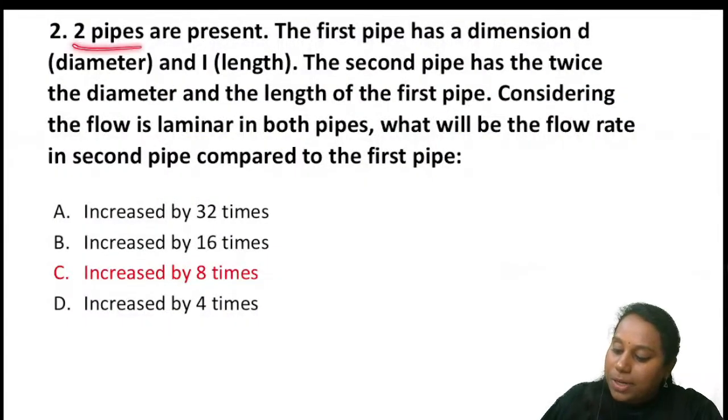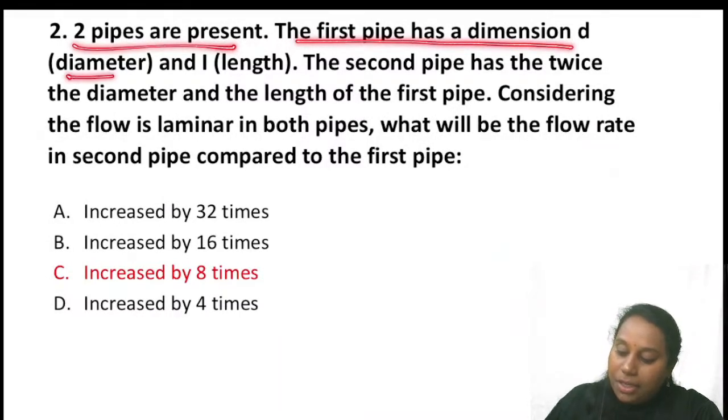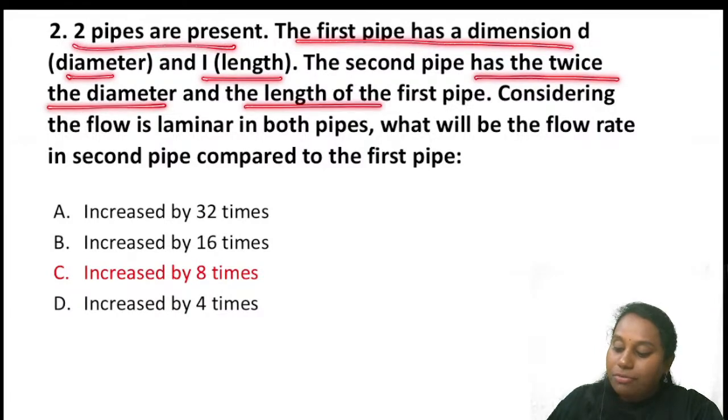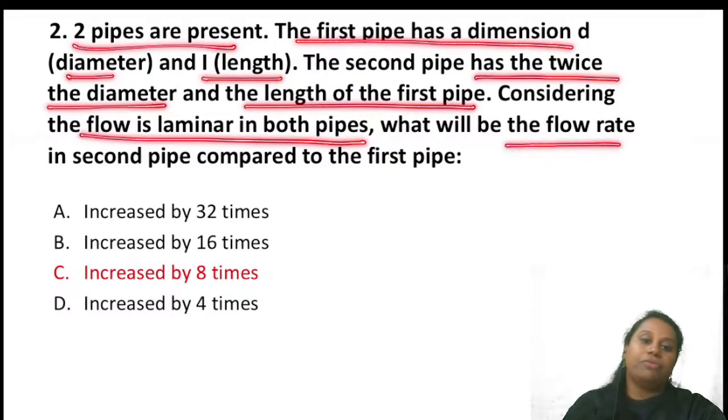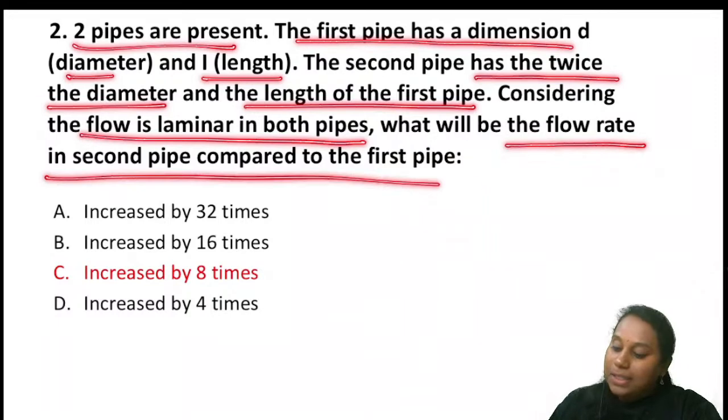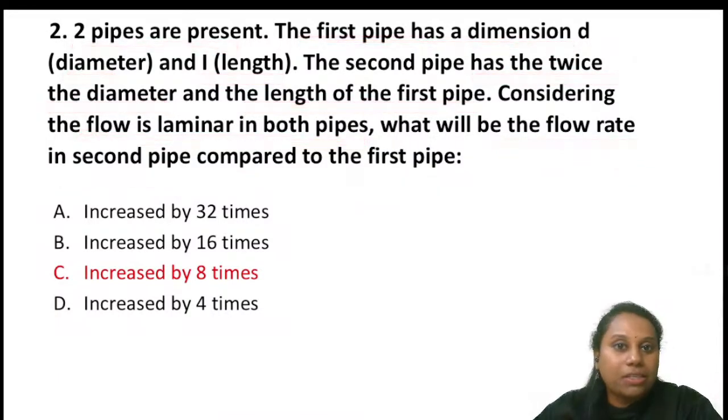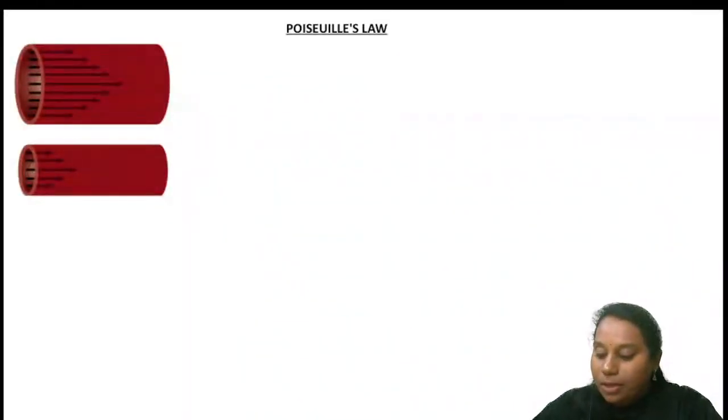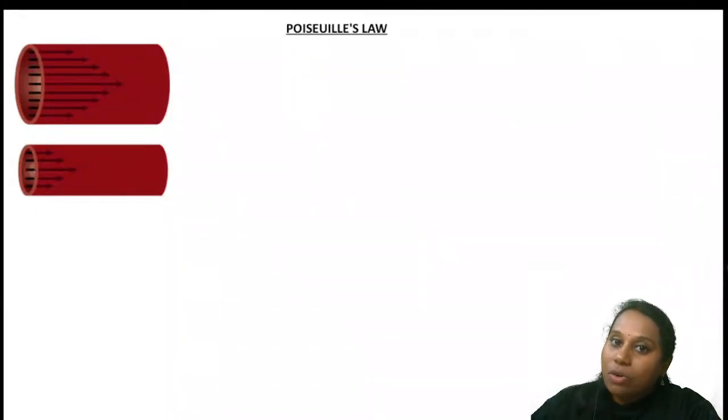Two pipes are present. The first pipe has a diameter D and length L. The second pipe has twice the diameter and length of the first pipe. Considering flow is laminar in both the pipes, what will be the flow rate in the second pipe when compared to the first pipe? This is about the Poiseuille-Hagen's law or the Poiseuille's law, which relates the flow in a tube and the size of the tube.